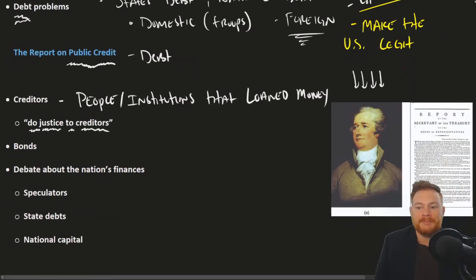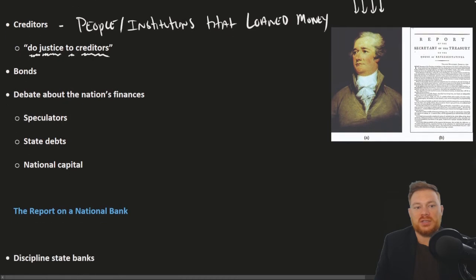Now, recall, the United States is in a very early period in its history. It's very vulnerable. It's already gone through one change at the national government. At this rate, the United States ought to change its constitution every 10 years or so. Hamilton wants to make sure that the United States isn't like a joke in the eyes of pretty much everyone around the world. That's why the creditors are given priority.